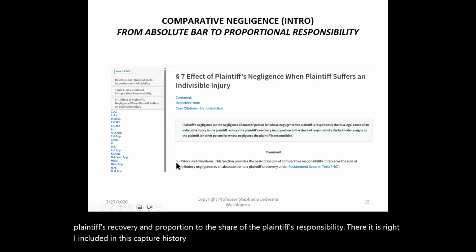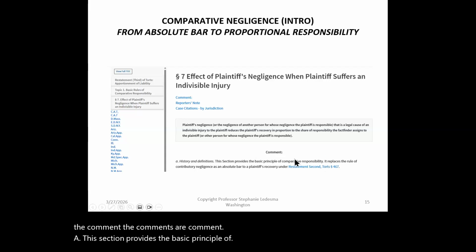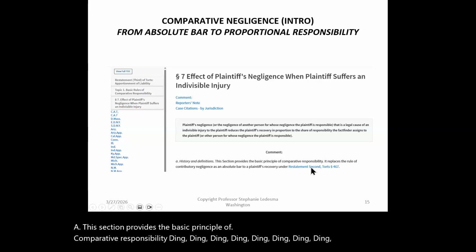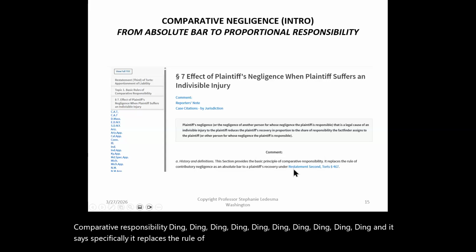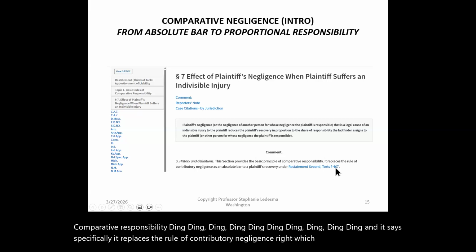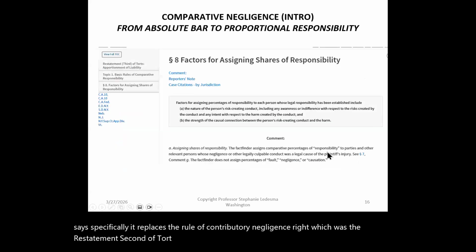I included in this capture history and definitions. This is comment A. I tell you how important the comments are. Comment A: This section provides the basic principle of comparative responsibility. Ding, ding, ding. And it says specifically, it replaces the rule of contributory negligence, which was Restatement Second of Torts 467. But that's comparative negligence. Now, with comparative negligence, I actually have two rules.